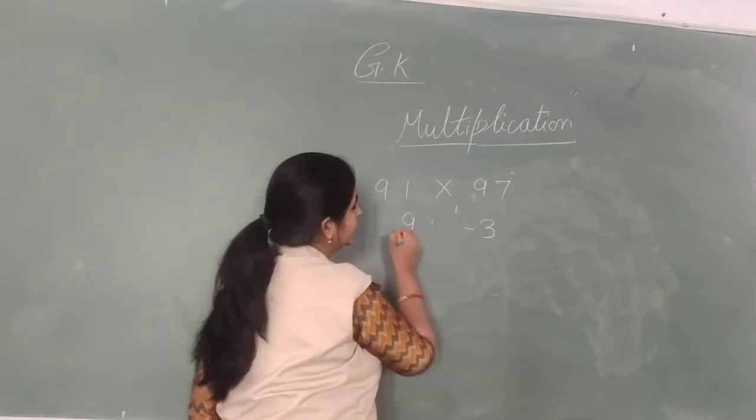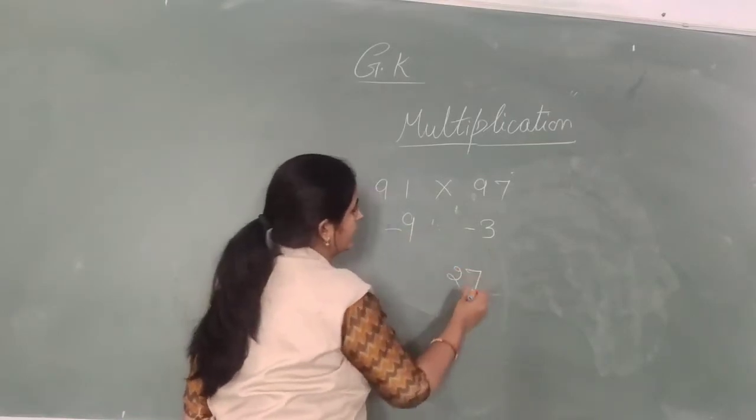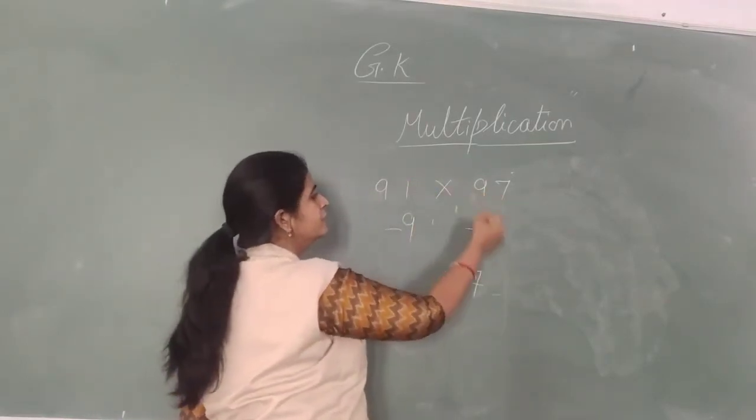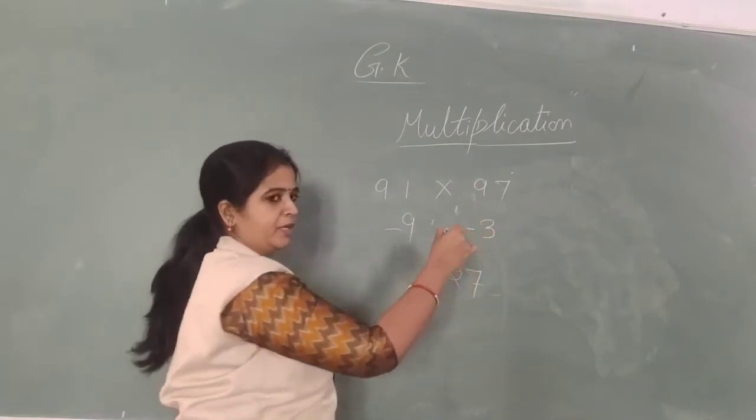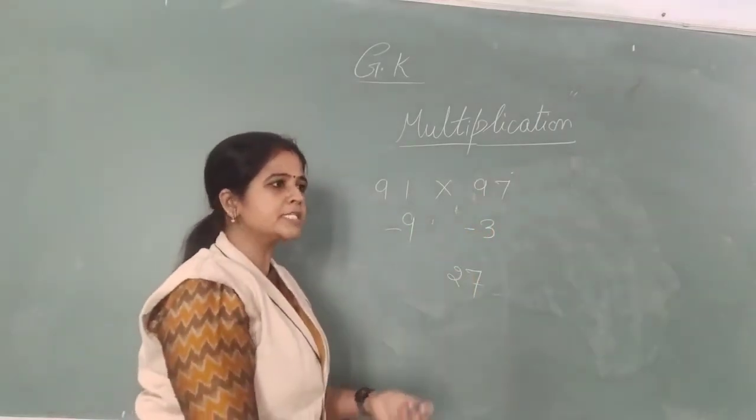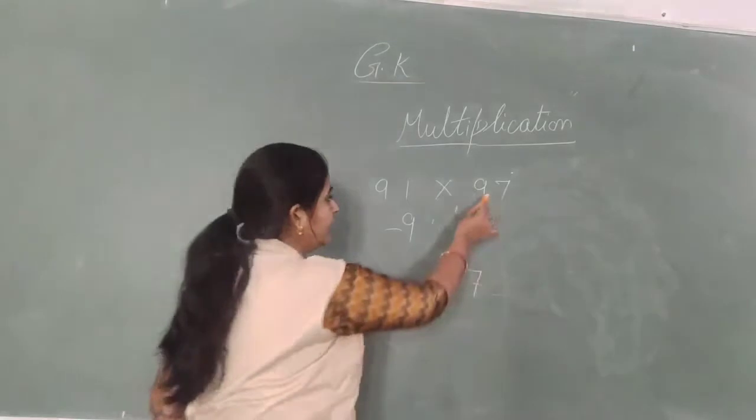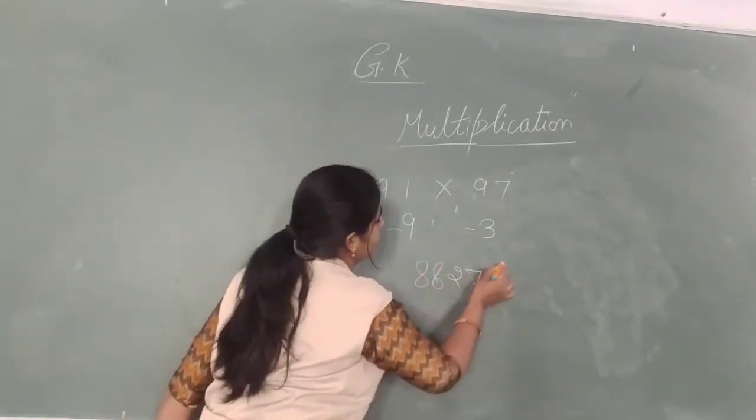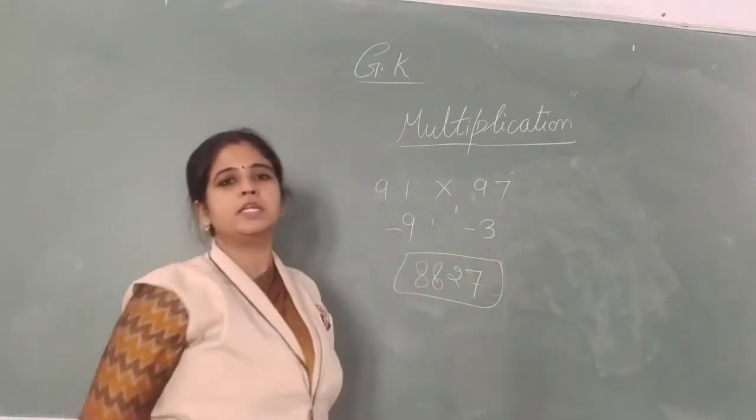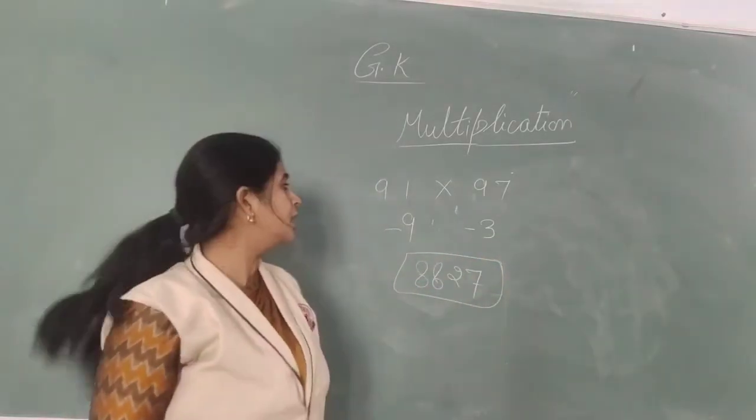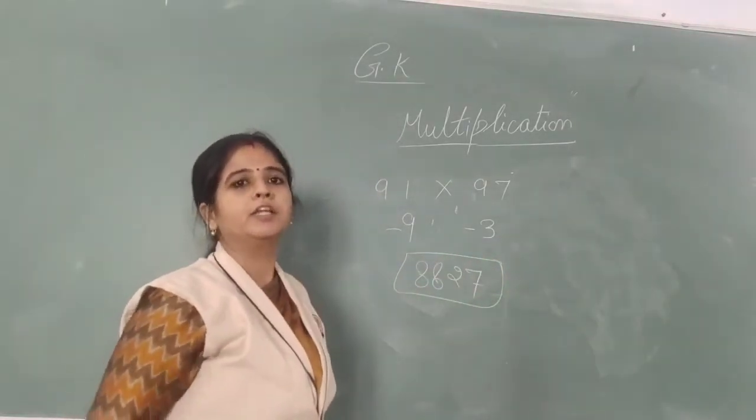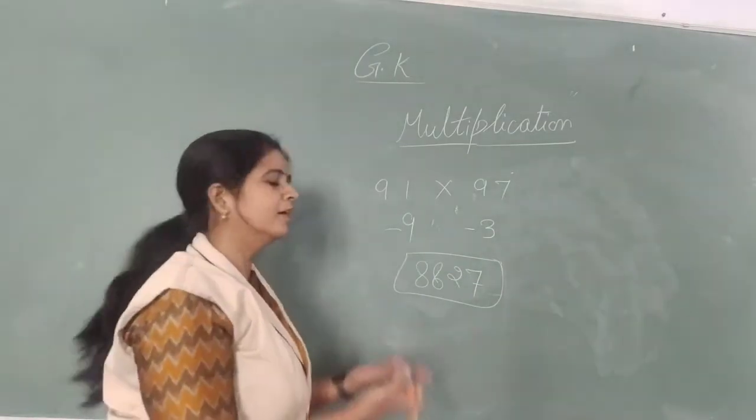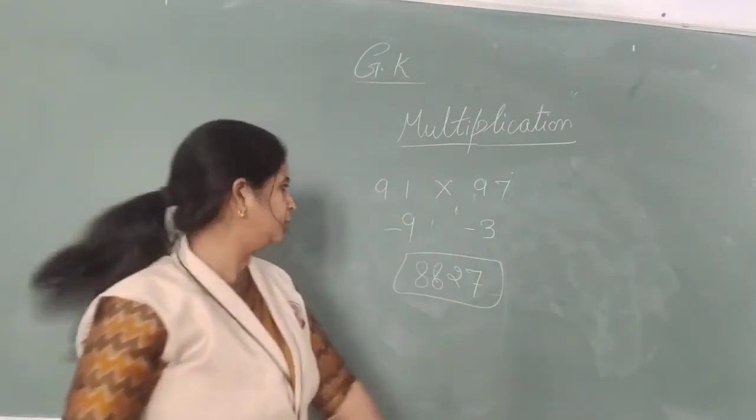9 multiplied by 3, it's 27. And when you subtract 91 minus 3, 91 minus 3 is 88. Okay. 97 minus 9, 88. So your answer is 8827. 8827 is your answer. You can check it either on calculator or by your traditional method.